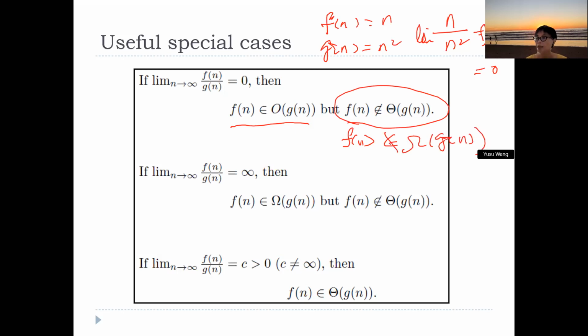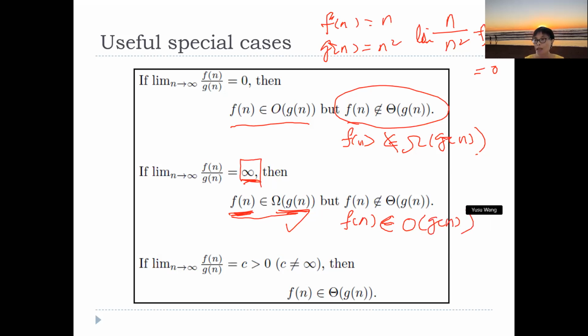The opposite is that if f of n over g of n in the limit goes to infinity, what does this mean? This means that f of n is much bigger than g of n as n becomes larger, and this difference becomes larger and larger. Naturally, f of n is bigger than g of n, so this holds. But at the same time, because this is infinity, f of n cannot be bounded from above by g of n, because f of n is much bigger than g of n. So it's not possible to find a constant c so that f of n is smaller than c times g of n.